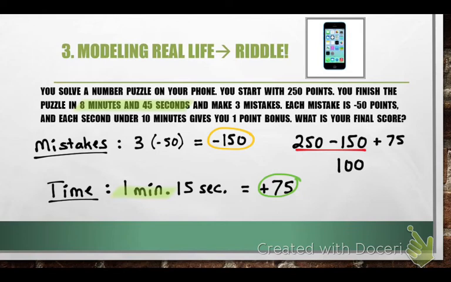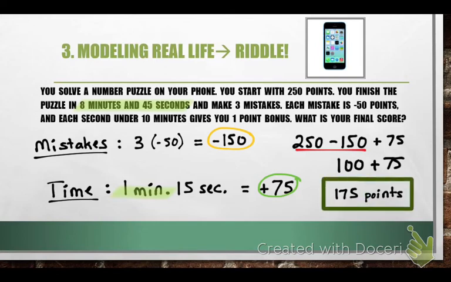100. And then you're going to drop down the 75. What is 100 plus 75? 175. Now, it's a modeling real life problem, so you must have units attached. What is this? 175 points. Very good. So in the end, it looks like we did great on our game because we had 175 points.